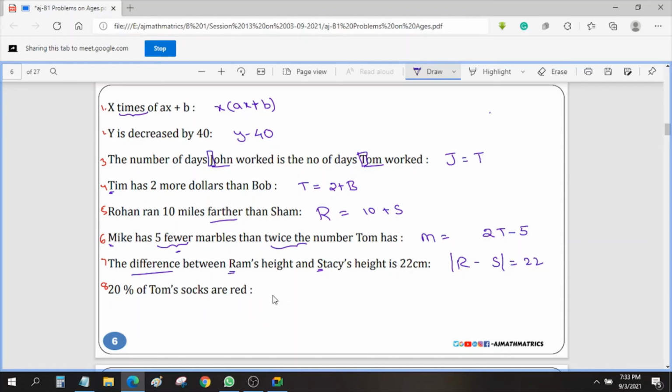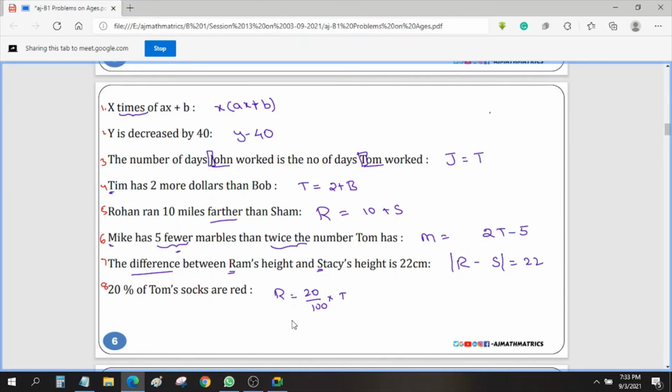Now 20% of Ram's socks are red. So how many red socks are there? 20% of Ram. 20% of Tom. So if Tom has 100 socks, red are what? 20% of Tom is nothing but 20. Okay. So this is how we need to convert the data. So hope you did it like this.